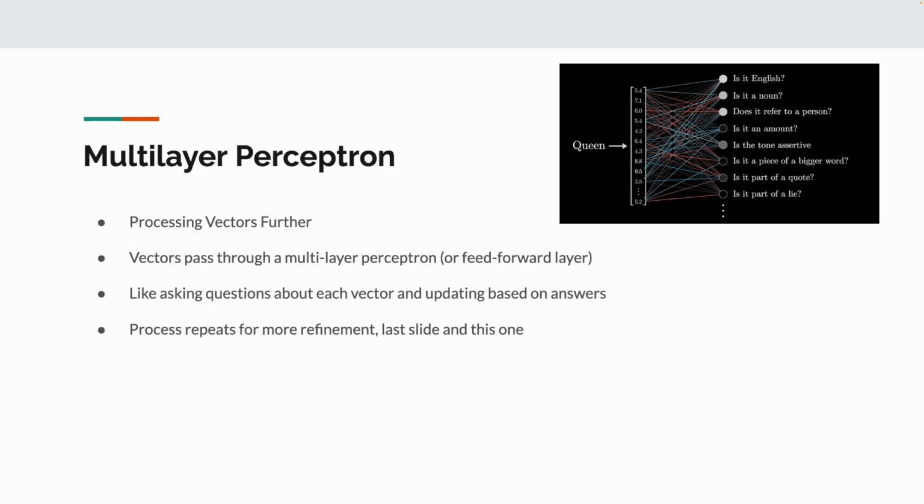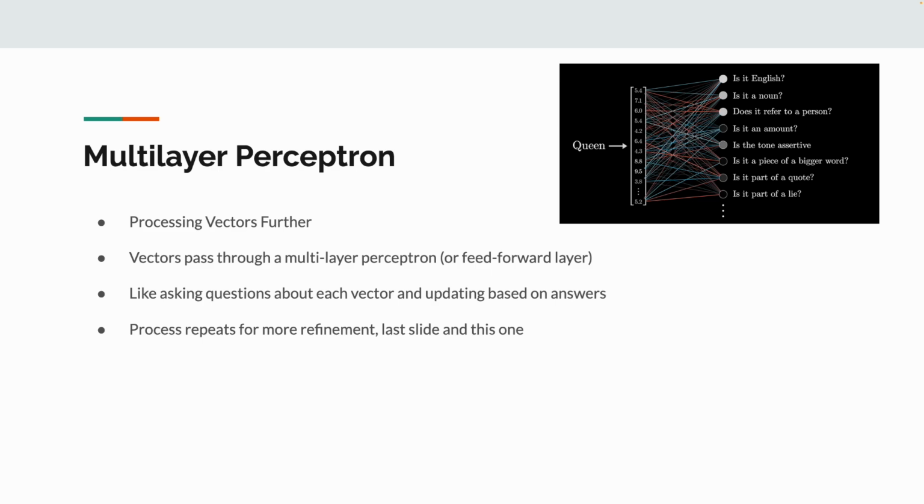And now we have the multi-layer perceptron. This step processes the vectors further. These vectors pass through a multi-layer perceptron or feed-forward layer. In this step, the vectors do not talk to each other. Each vector is passed through the same operations. Think of this as like asking questions about each vector and updating based on the answers. It's like asking, does this word make sense here?